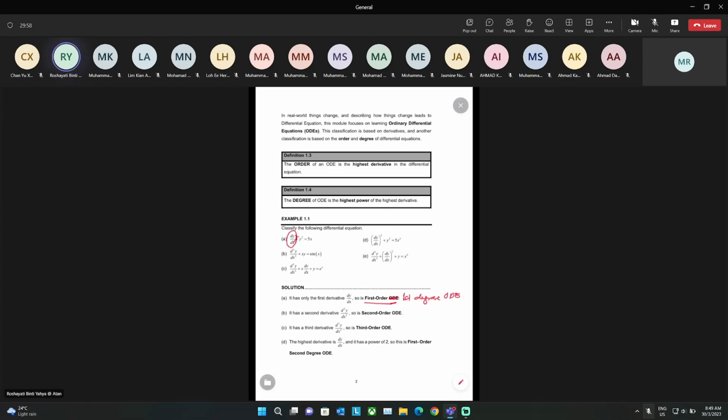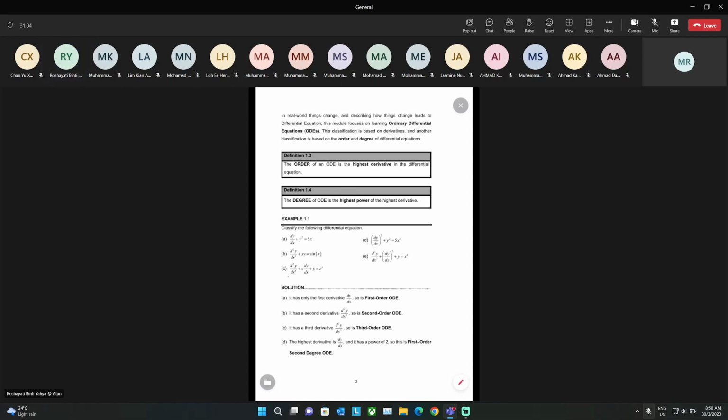Look at B. Look at the highest derivative. The highest derivative here is 2, so this is a second order ODE. How about its degree? First degree, Doctor. Yes. Is there any answer of second degree? No, because second order is the order. The highest derivative is d squared, so second order. But when we mention degree, you need to look at what the power is here. The degree is 1. So second order, first degree.